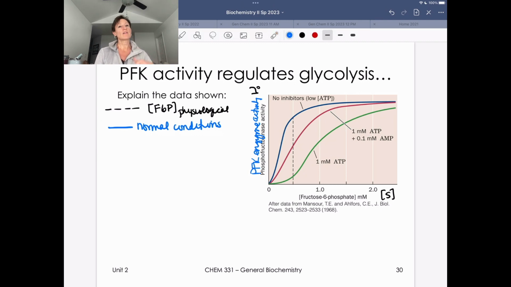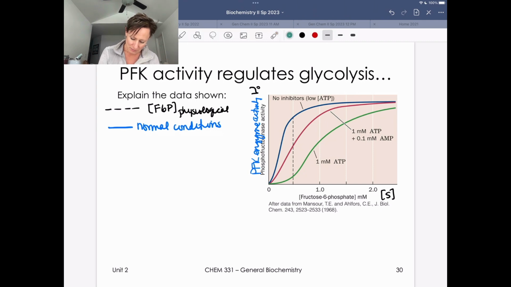Now, we talked about on a previous slide the fact that ATP is a potent inhibitor of PFK. Okay, we're going to see why in just a little bit. But ATP is going to inhibit. So that's going to be our green line. Our green line represents the addition, not of a low concentration of ATP, but 1 millimolar concentration of ATP. Just 1 millimolar ATP is enough to sufficiently inhibit PFK.